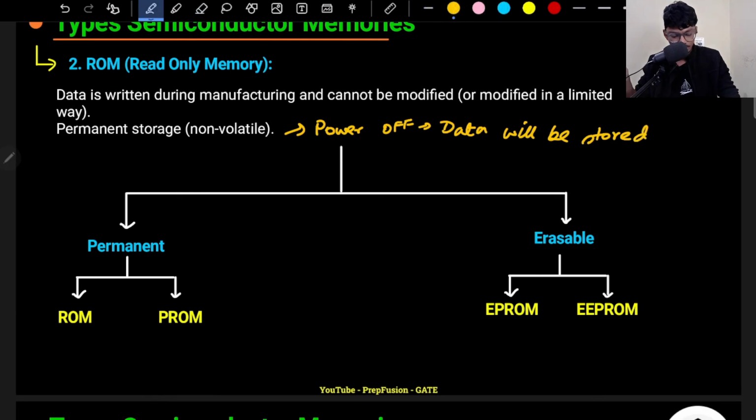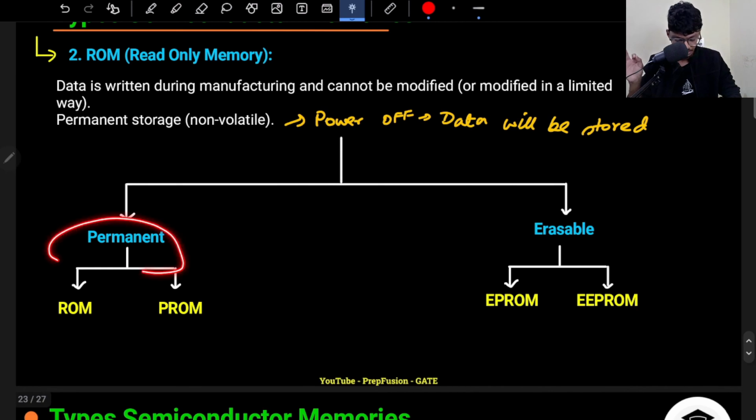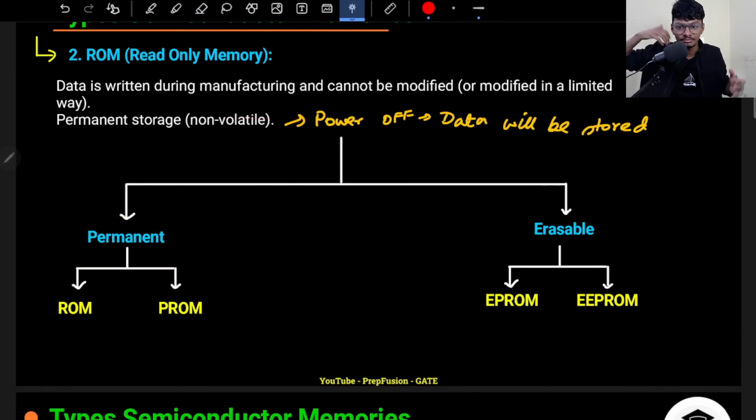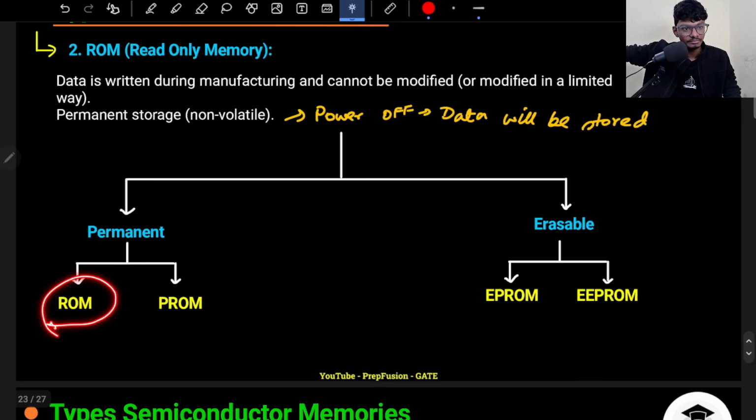Will be stored. Okay, so it doesn't matter. Now ROM has many types, right? One is permanent and another one is erasable. Although we call it permanent, sometimes the user may need to program it. That's why it is called erasable and permanent. This is simple ROM, which is simple, permanent, nothing can be changed.